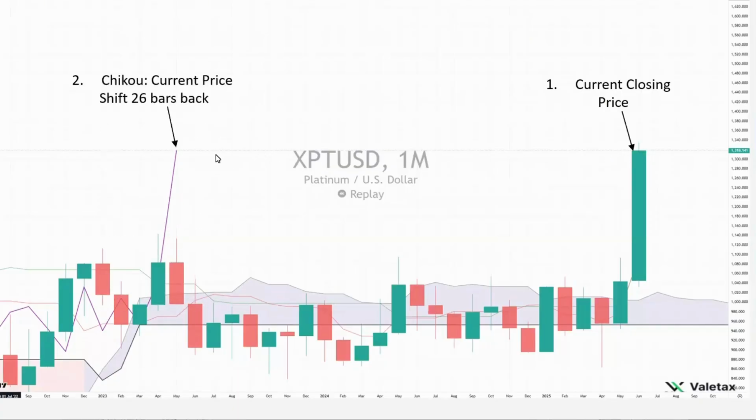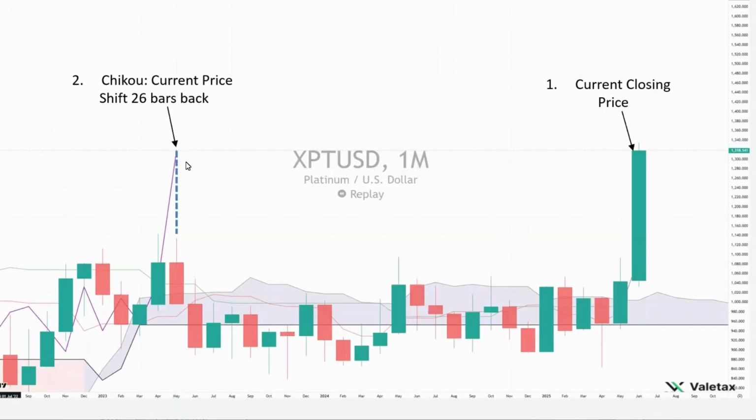If you shift that 26 bars back, that's where the price would be right here. And the Chikou span is basically the current price shifted back 26 bars. That's this purple line here. You can see the dot at the end of the purple line pretty much matches the current closing price, and always will. If this is a live market, this closing price is fluctuating, and this purple line will fluctuate with that closing price too.